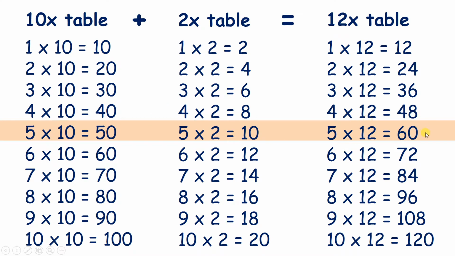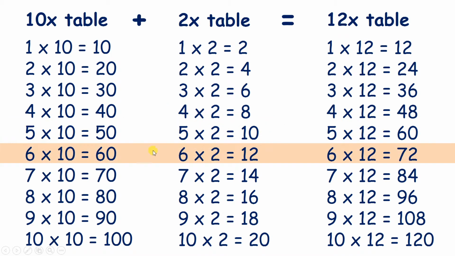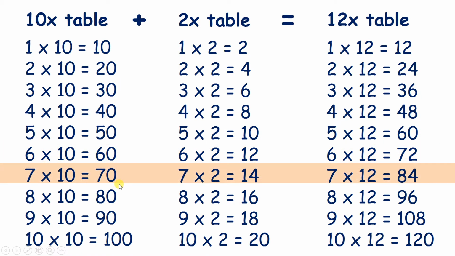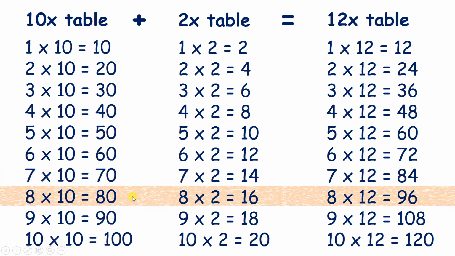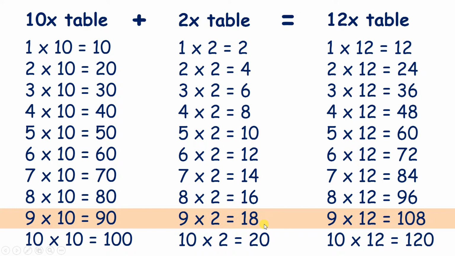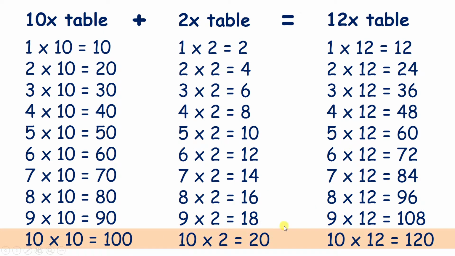50 and 10 makes 60. 60 and 12 makes 72. 70 and 14 makes 84. 80 and 16 makes 96. 90 and 18 makes 108. And 100 plus 20 is 120. So let's go through our 12 times table.